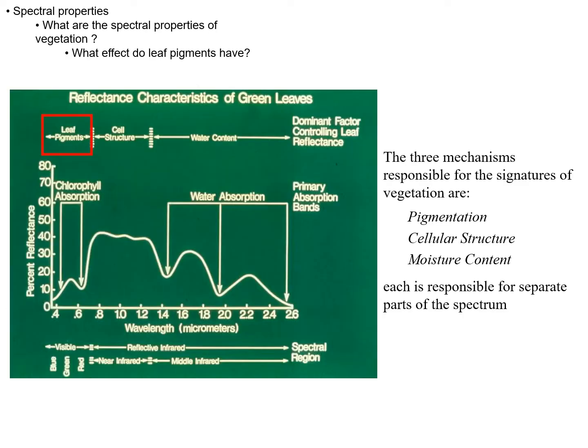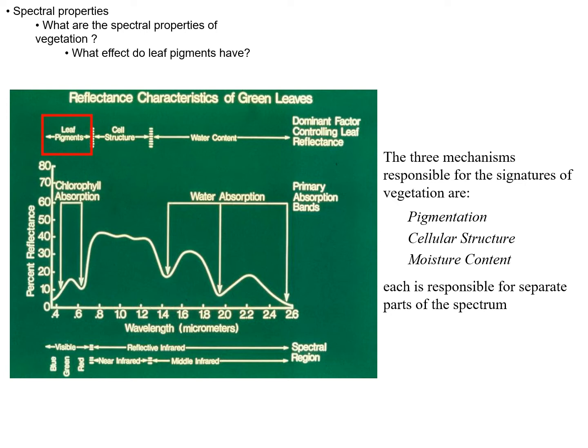We're going to start with the reflectance characteristics of green leaves. And you'll be seeing this diagram. Again, wavelength on the x-axis, micrometers. Y-axis, this is percent reflectance. And you can see at the bottom, there's a delineation of the visible, the reflective infrared, and then it's further broken up into blue, green, red, near infrared, and middle infrared. And those will be the portions of the spectrum we're interested in.